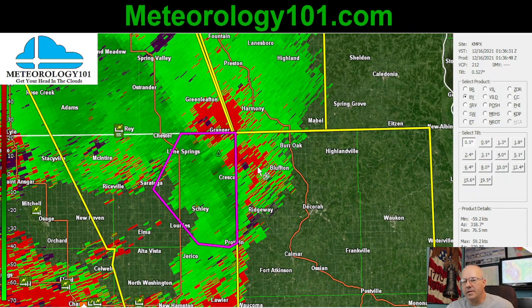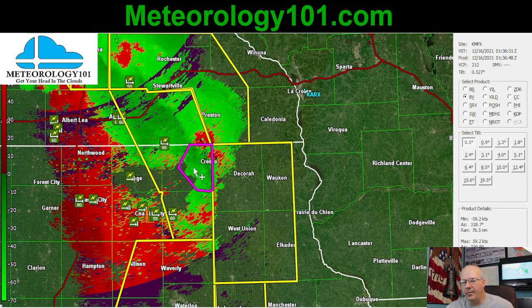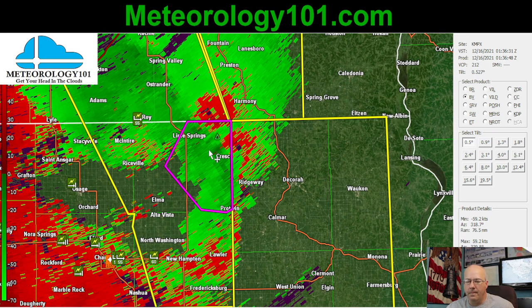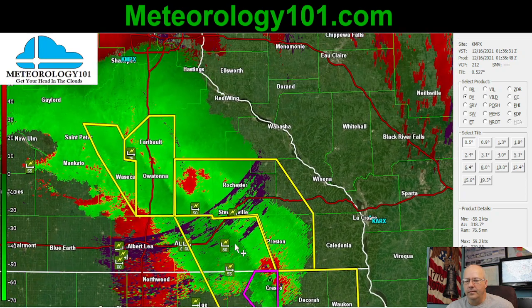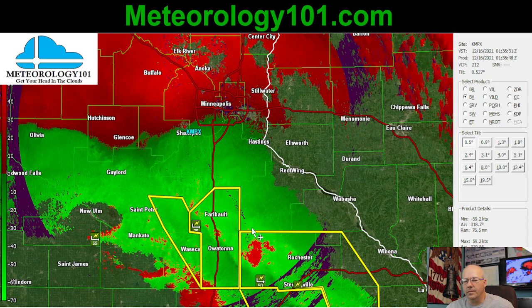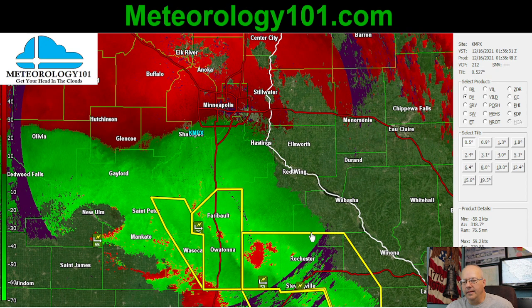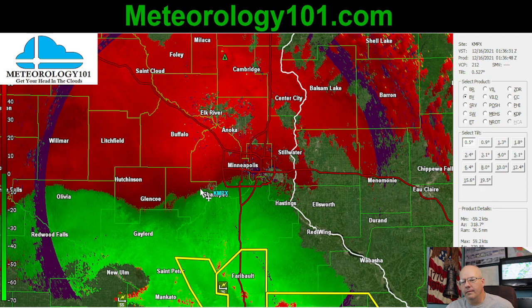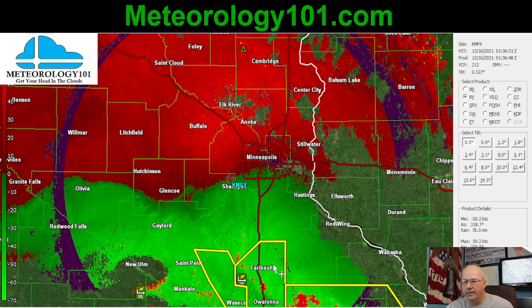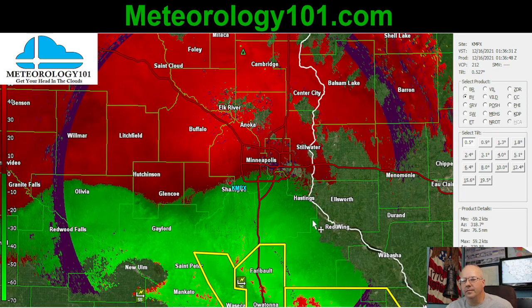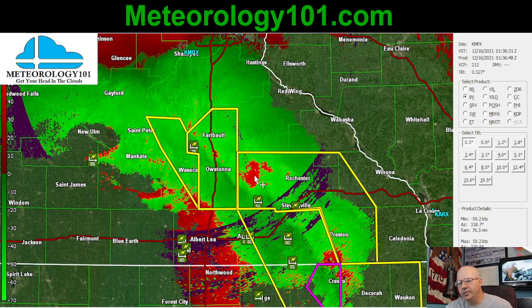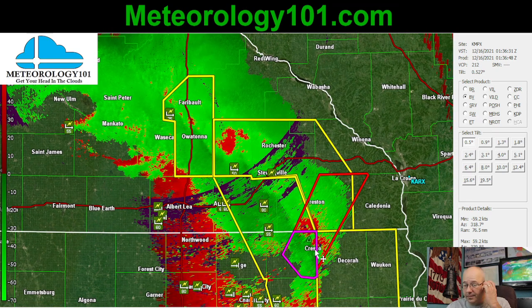Okay, change the velocities. Now we can see that rotation, and that is why we have the tornado warning. Cool colors are in toward the radar, and hot colors are out of the radar. So winds crossing this radar right there are basically from the southeast. Now you get these storms pushing through, and you get rotation areas like this. That's why you're getting the tornado warnings.